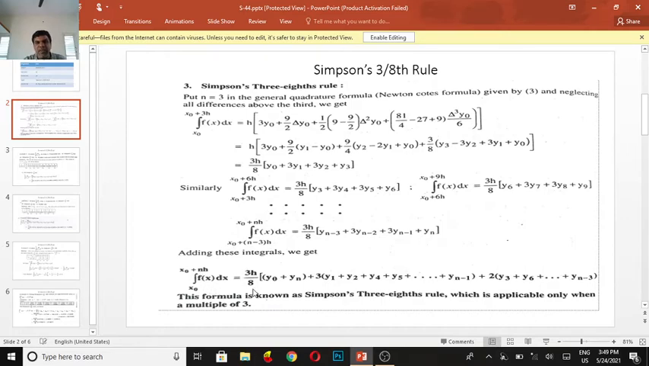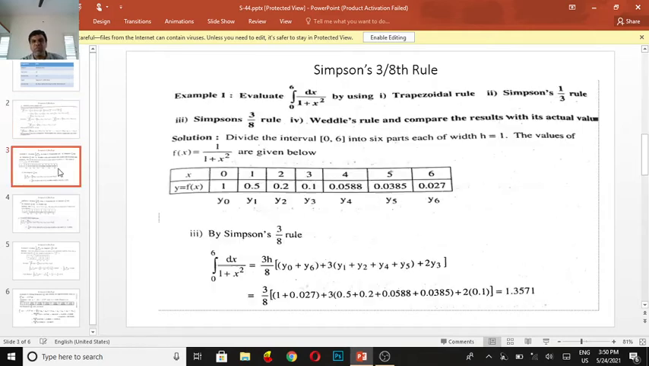the integral from x0 to x0 plus nh of f(x) dx equals 3h by 8, where only the first and last terms appear once: y0 plus yn, plus 3 times (y1 plus y2 plus y4 plus y5 etc., excluding the multiples of 3), plus 2 times (y3 plus y6 plus y9 plus y12 etc., the multiples of 3) up to y(n minus 3). This formula is known as Simpson's 3/8 rule, which is applicable only when n is a multiple of 3.